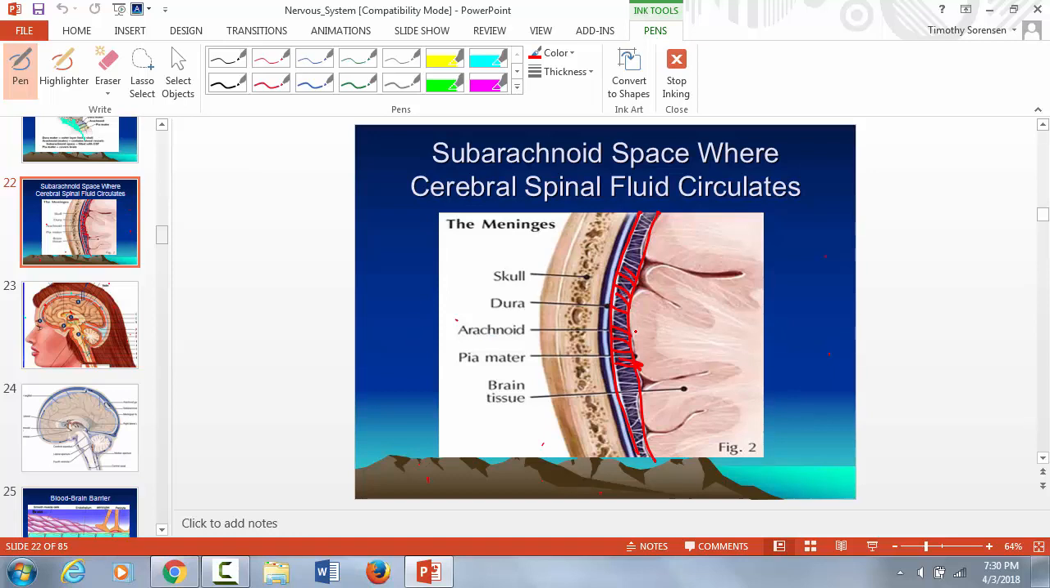So, the protective layers, say yeah. Suspended above the pia by what appear to be little protein girders, resembling a spider's web, is the arachnoid mater. Below the arachnoid mater is the subarachnoid space, and that's where cerebral spinal fluid circulates, right? Then lining the skull and spinal column you have the thick, tough layer called the dura mater. Okay, you better get this right. When people get an epidural, that medicine is injected into the cerebral spinal fluid. Yes?